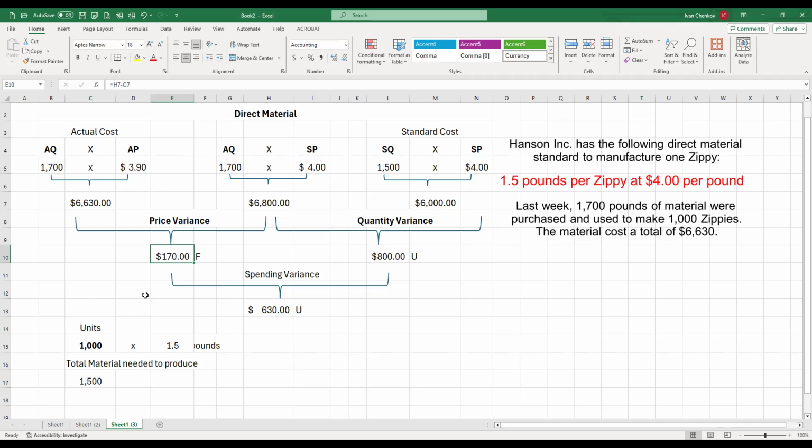Yes. So if somebody, the manager or the owner of the company, says, "Hey, what's going on here? On our standards, we're supposed to spend $6,000. I check the bill, we're spending $630 more. Why? What will be your answer?" We use more quantity. We use more pounds to produce the same amount of product.